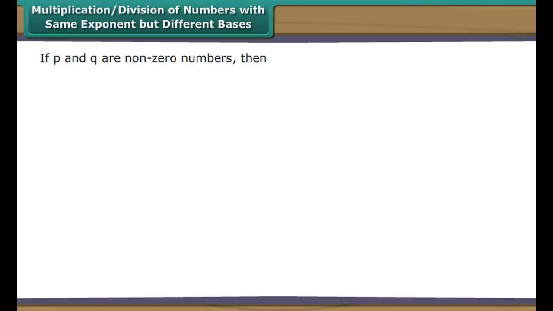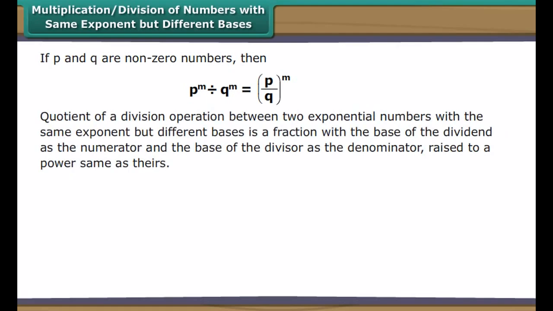If P and Q are non-zero numbers, then P raised to the power M divided by Q raised to the power M is equal to P upon Q raised to the power M. Quotient of a division operation between two exponential numbers with the same exponent but different bases is a fraction with the base of the dividend as the numerator and the base of the divisor as the denominator raised to a power same as theirs. Let us now use the law.